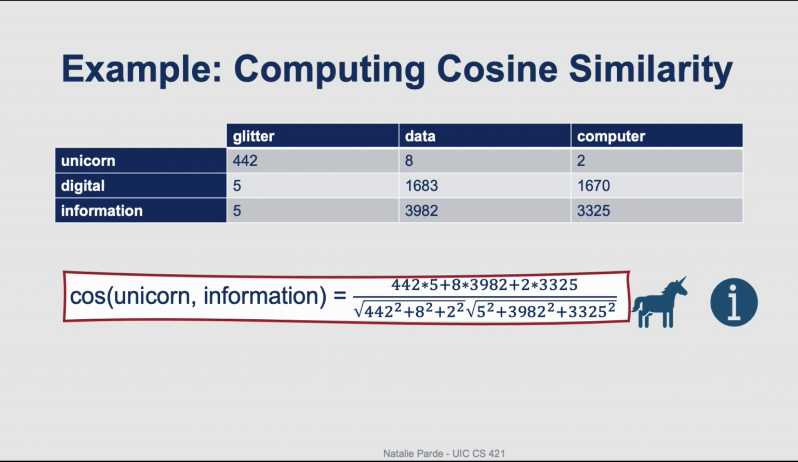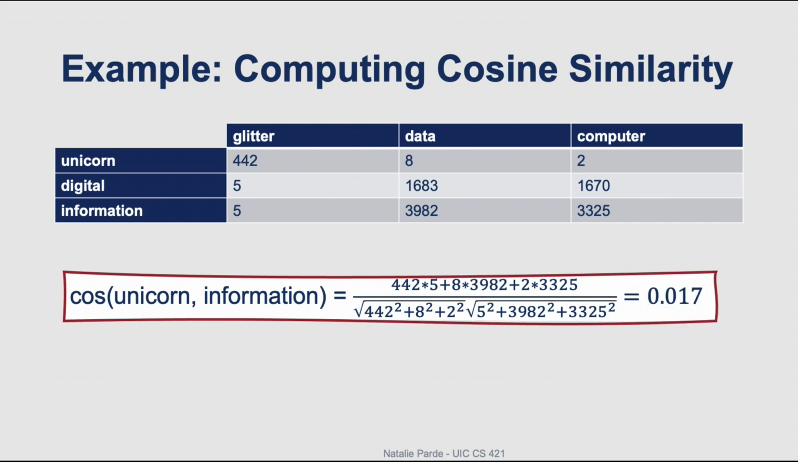We remember that to find the dot product, we're just iterating through dimensions and taking the product of the values in each of our vectors at a given dimension, and then summing up all those products. So we update our equation here. And then we go ahead and solve it. So we find that the cosine similarity between unicorn and information is pretty low. It's 0.017. So these two words are not very similar at all.